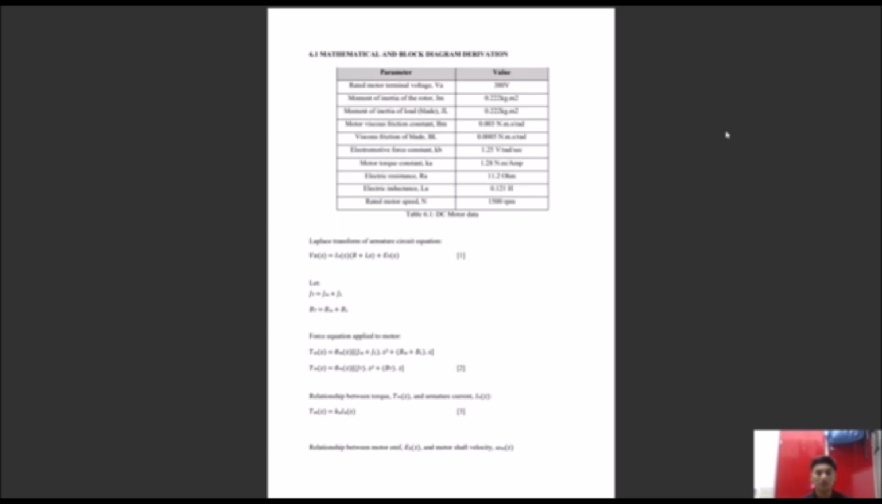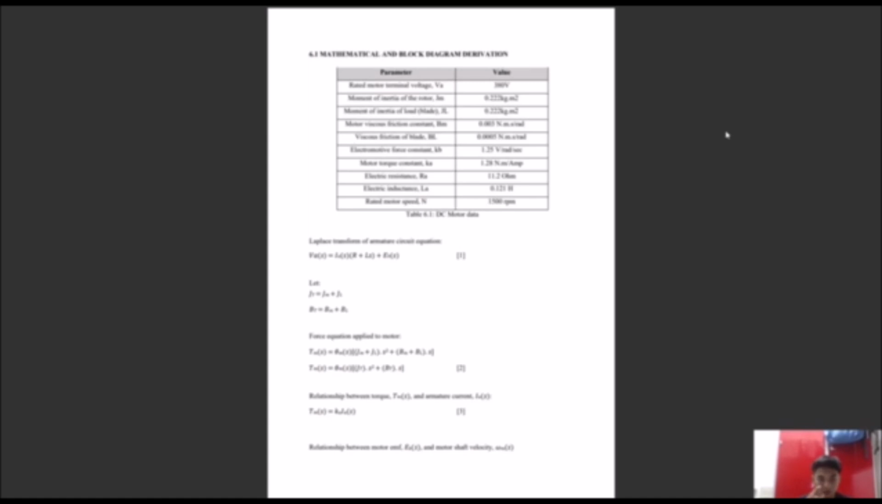So the first step is we let JT equal to JM plus JL. JM is the moment of inertia of the rotor. JL is the moment of inertia of the load, which is the blade. After that, we also let BT equal to BM plus BL. BM is the motor viscous friction constant and BL is the viscous friction of the blade.